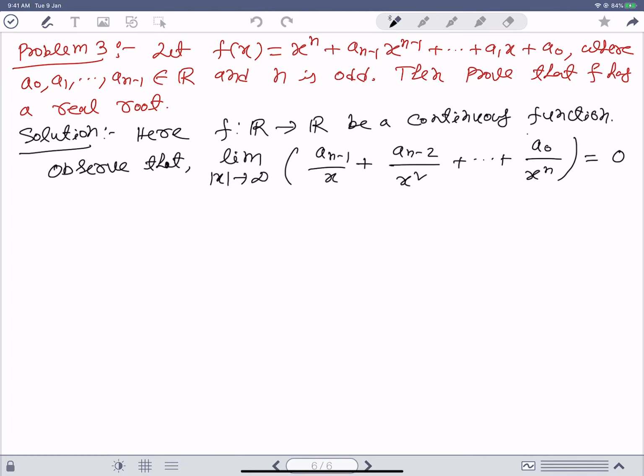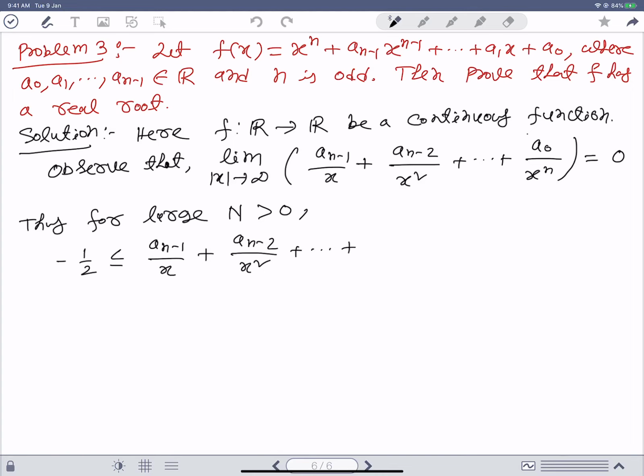Now since the limit of this function tends to 0, that means we can choose a large number such that, thus for large N bigger than 0, we have -1/2 less than or equal to (a_{n-1} x^{n-1} + a_{n-2} x^{n-2} + ... + a_0) / x^n, less than or equal to 1/2, for all |x| bigger than or equal to N. Since |x| tends to infinity implies that this function tends to 0, therefore we have a large N such that whenever |x| is greater than or equal to N, this function will lie between -1/2 and +1/2.